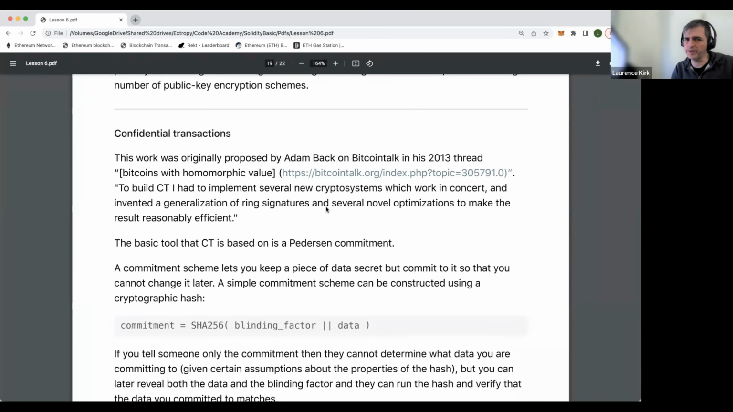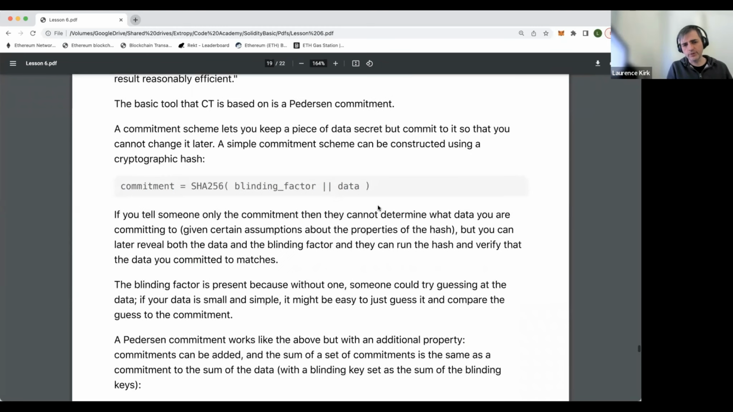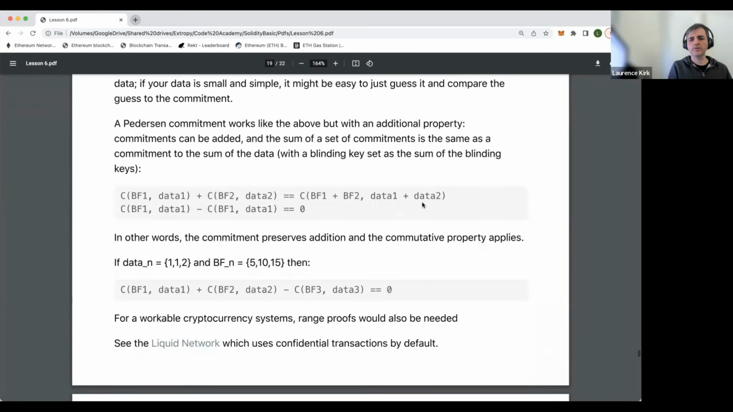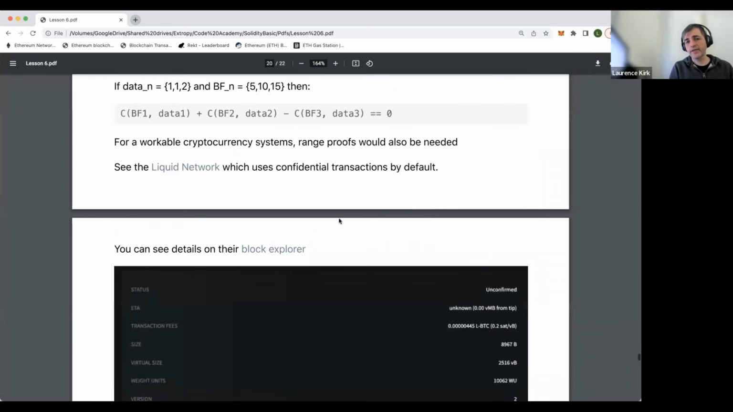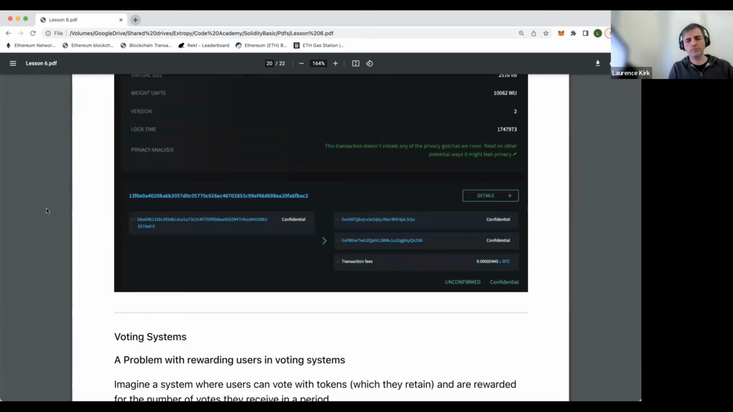And this also is the basis for things called confidential transactions. Adam Back, who is very involved in Bitcoin, had this idea. We're running short of time, so I won't go through this, but it uses hash functions to do this and to disguise the transactions that are happening. There is a network that uses this called the Liquid network, and this is a screenshot from their block explorer. You can see a particular transaction that has been done, and it is shown here as confidential, so the details of the transaction are not being leaked there.